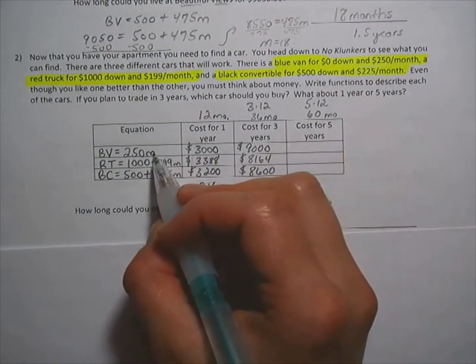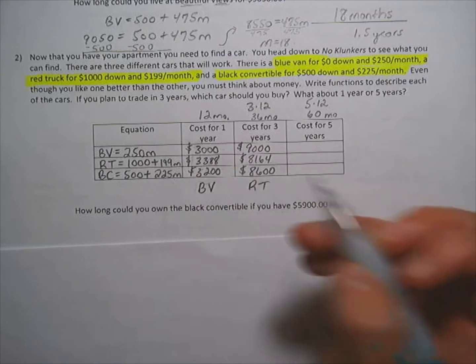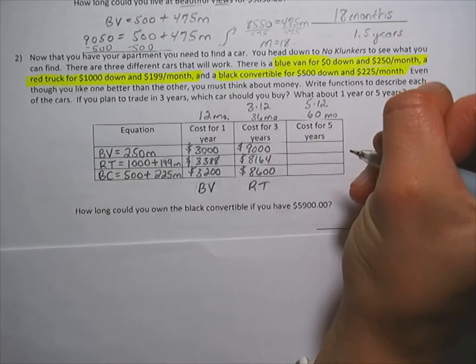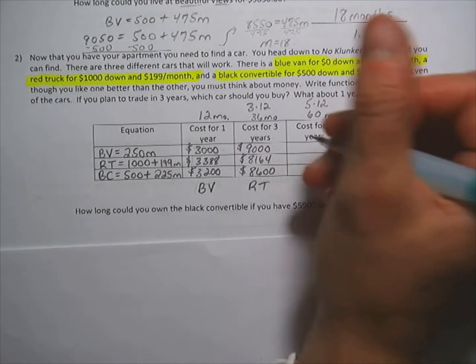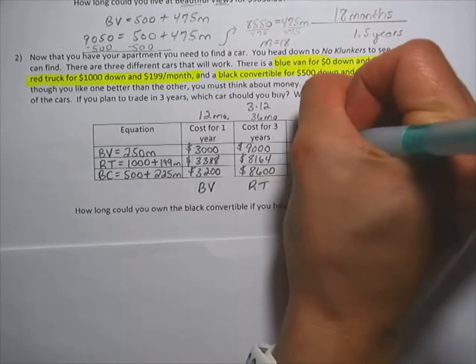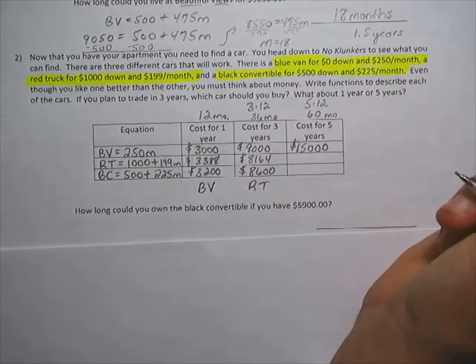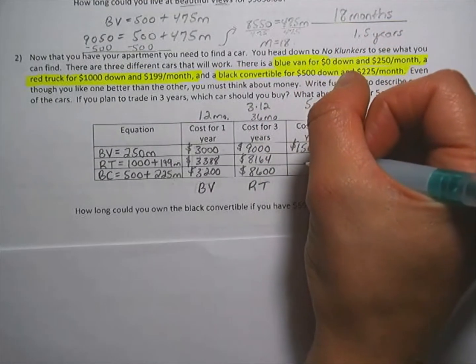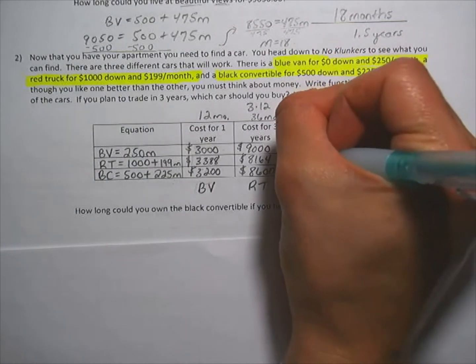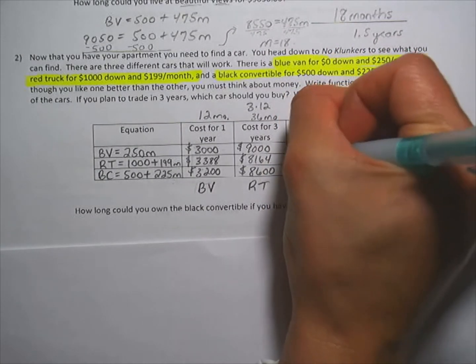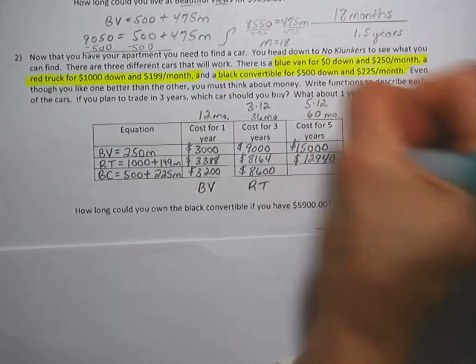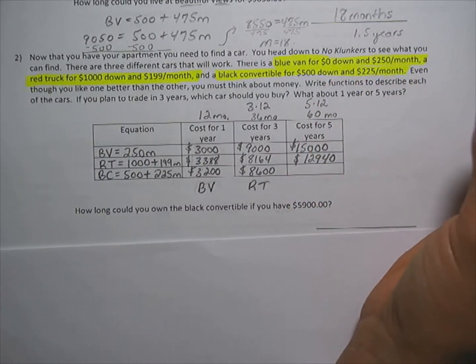So if I plug 60 into these equations, well, for 250 times 60, I would end up getting 15,000, or I'd end up paying $15,000. For the red truck, I'd end up paying $12,940 throughout the 5 years.